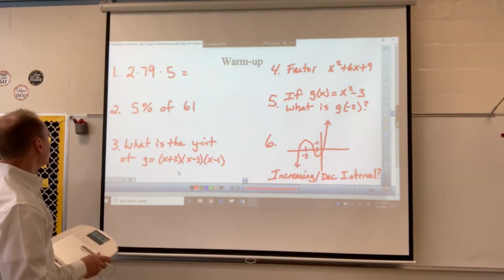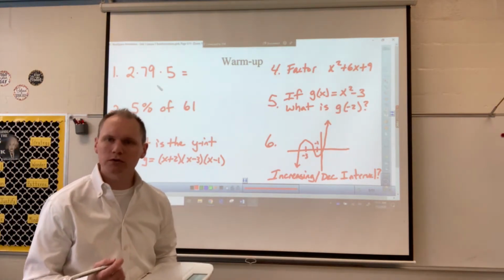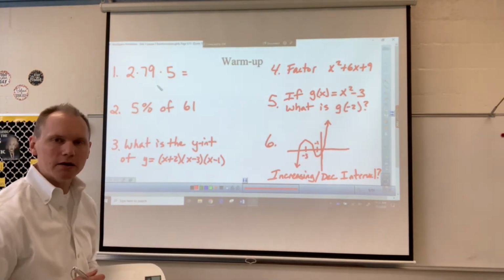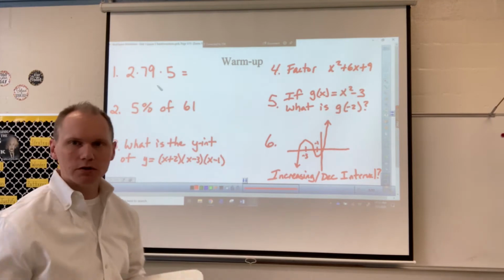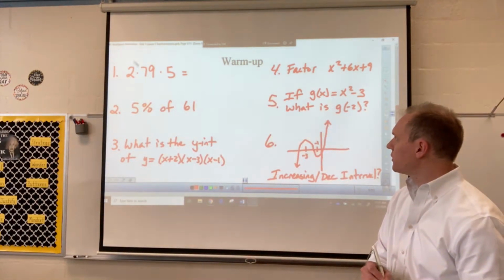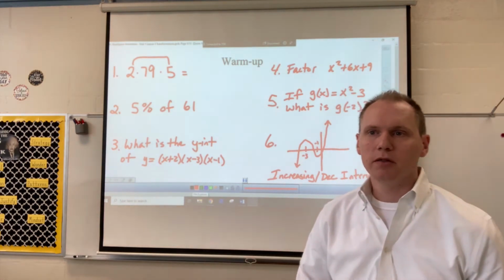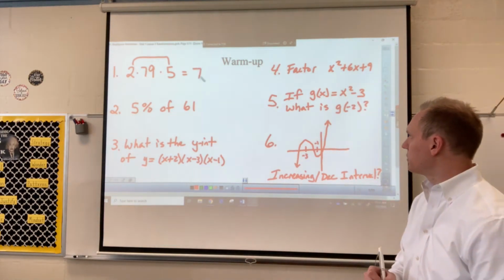Okay, so in number 1, there are a lot of ways to do this one, but I want to share one strategy with you, and that is, multiplication, the order doesn't matter, right? So we can actually multiply 2 times 5 first, which is nice because 2 times 5 is 10. Then 10 times 79 is 790.